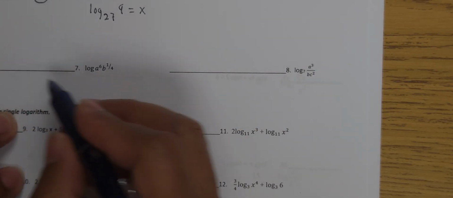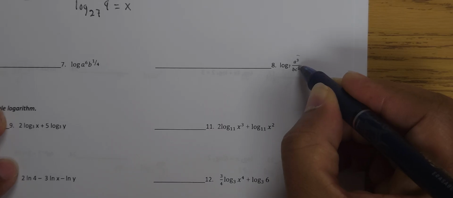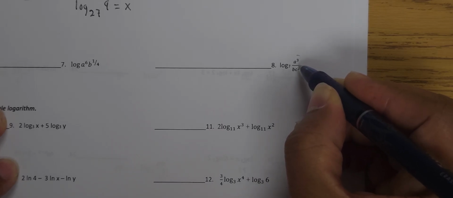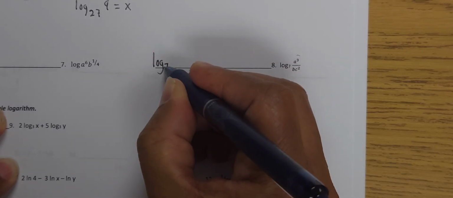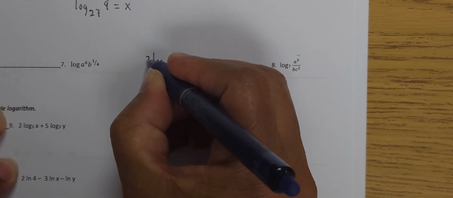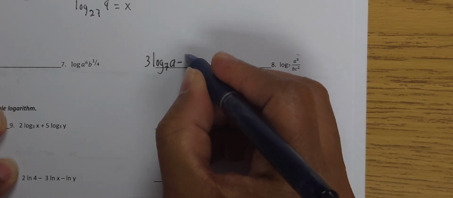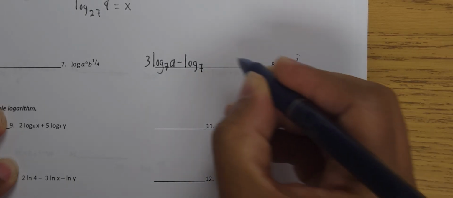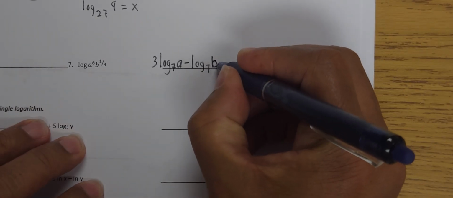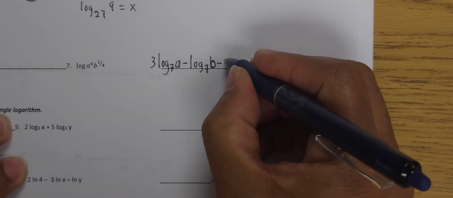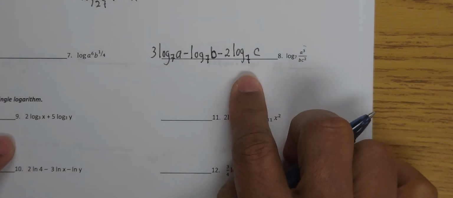Number 8, so this is asking us to expand. So here we have the power rule, and we also have the quotient and a power in the denominator. Okay, so I'm going to expand this. So this will be log base 7, and I'm going to bring that 3 to the front. That's the a. Okay, and since these two are in the denominator, then this will be minus log base 7 of c. And then minus this, c, b, I'm sorry, log base 7 of b. And then this c has a power, so that comes to the front, log base 7 of c. And that is the answer to number 8.